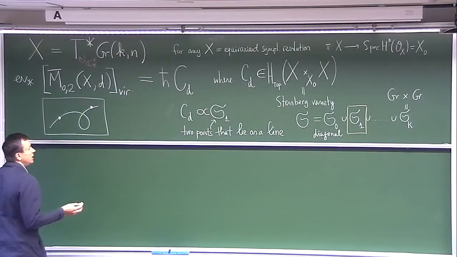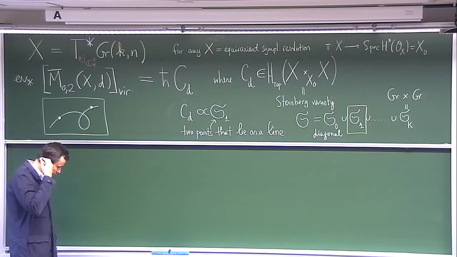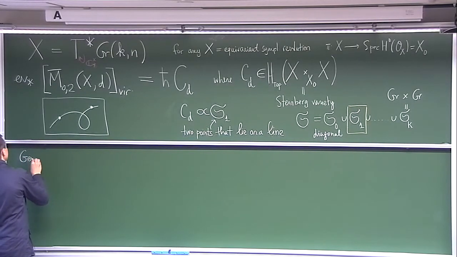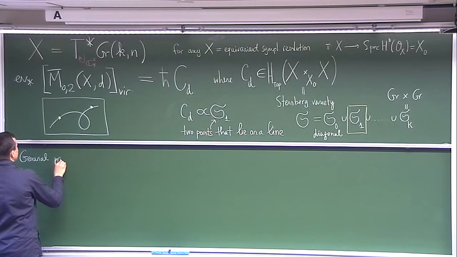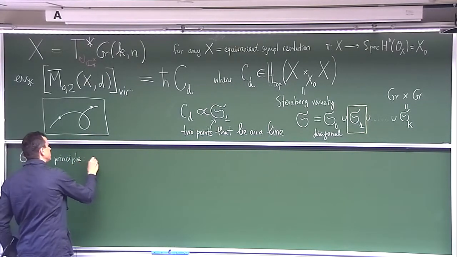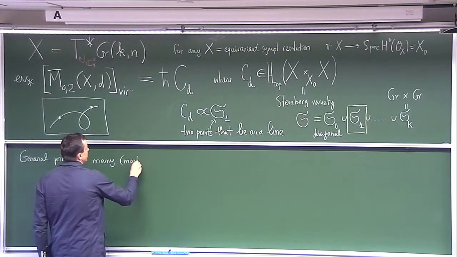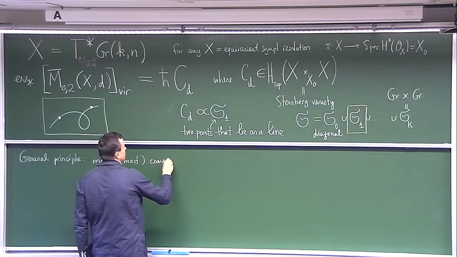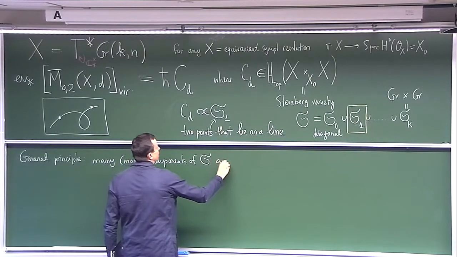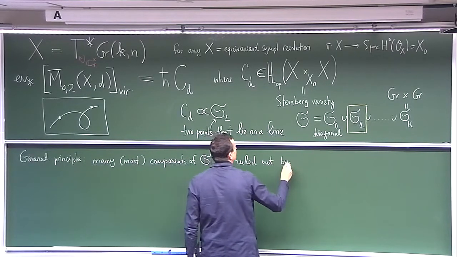Which components can contribute? This is determined by some general principle: many components of the Steinberg variety are ruled out by something.